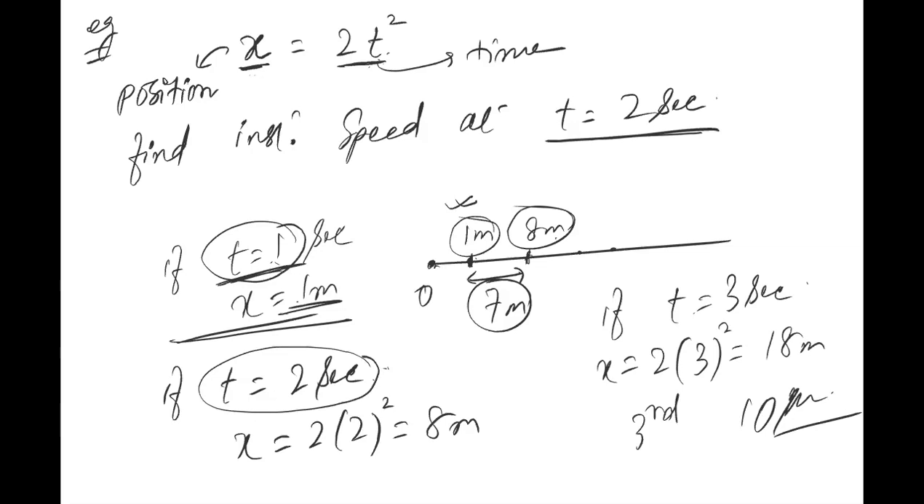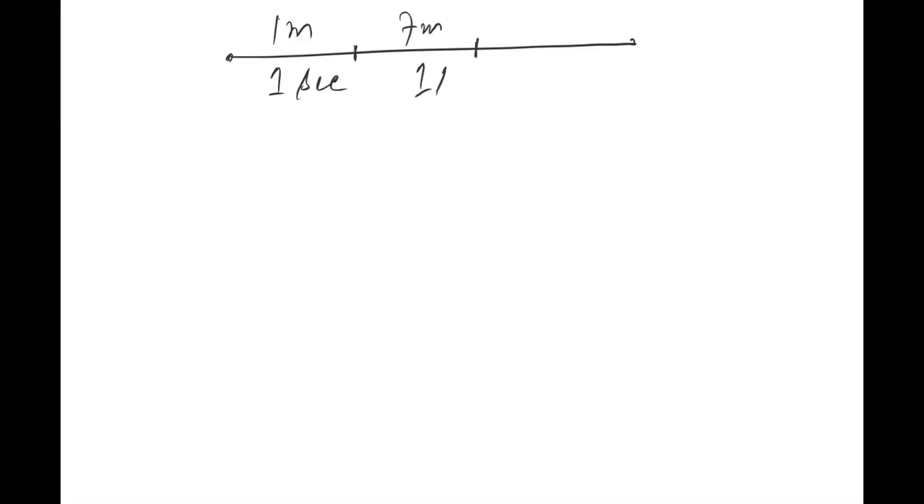Means in every 1 second, it is not covering the equal distance. It is covering different distance. If a body covers different distances in the same time, I'm explaining to you. For example, in 1 second, from here to here it went 1 meter. From here to here it has covered 7 meter in the next 1 second.